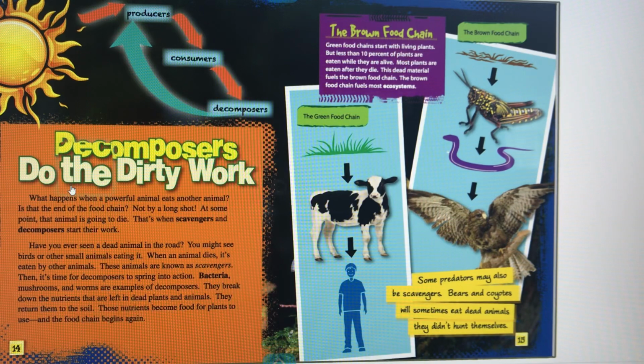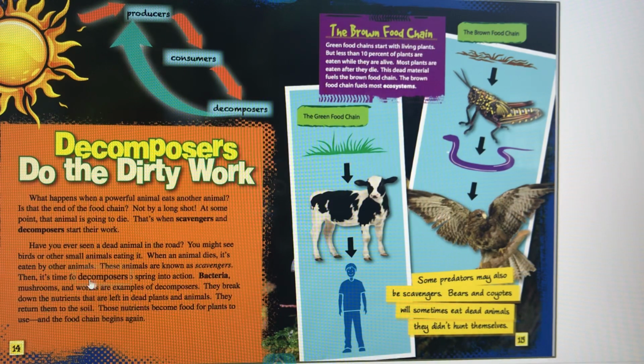Decomposers do the dirty work. What happens when a powerful animal eats another animal? Is that the end of the food chain? Not by a long shot. At some point, that animal is going to die. That's when scavengers and decomposers start their work. Have you ever seen a dead animal in the road? You might see birds or other small animals eating it. When an animal dies, it's eaten by other animals. These animals are known as scavengers.